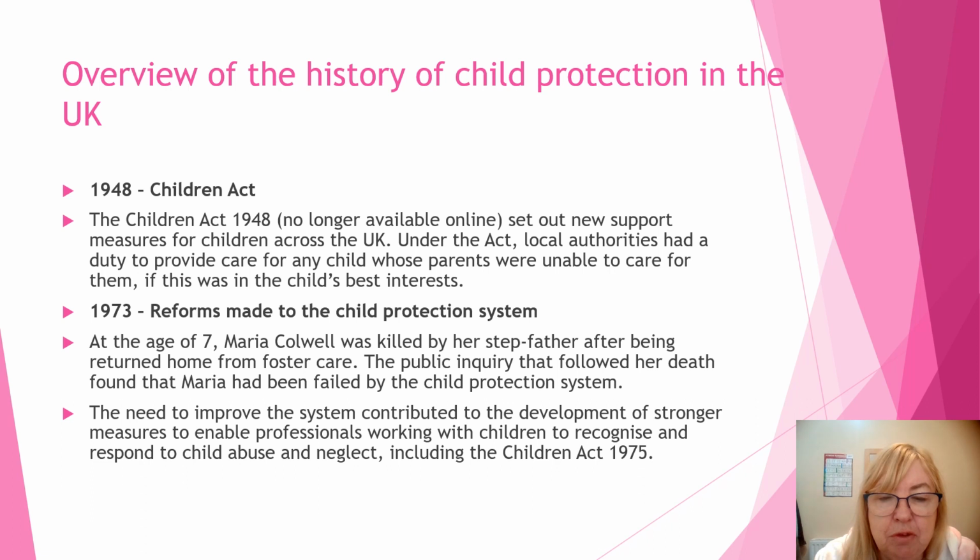And then in 1973, they had to make some reforms to the child protection system because they identified that it was failing. At the age of 7, Maria Colwell was killed by her stepfather after being returned home from foster care. The family had some problems, and the child had been sent out to foster care for her own protection. The family gave the impression that the problems had settled. The child was returned from foster care to the family, and she was killed by her stepfather quite quickly. There was a public inquiry, and it was identified that she had been failed by child protection. So the system, either decisions made or the way the teams worked, had let her down.